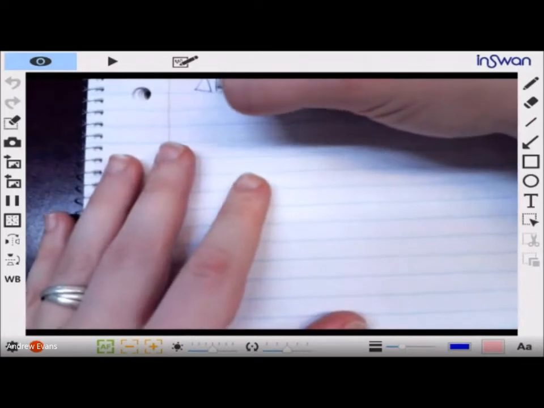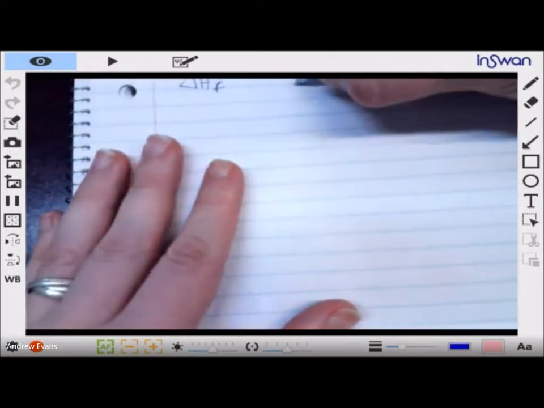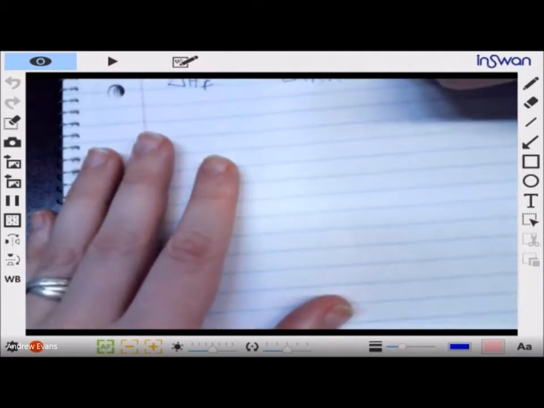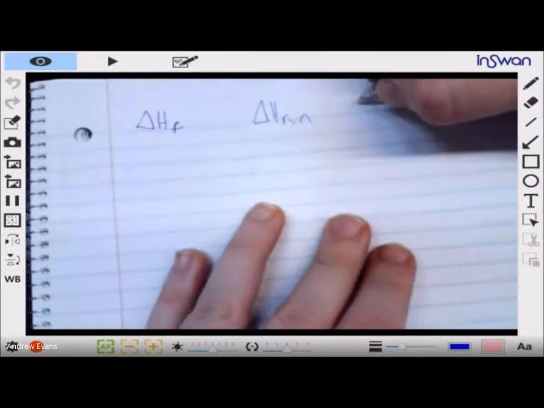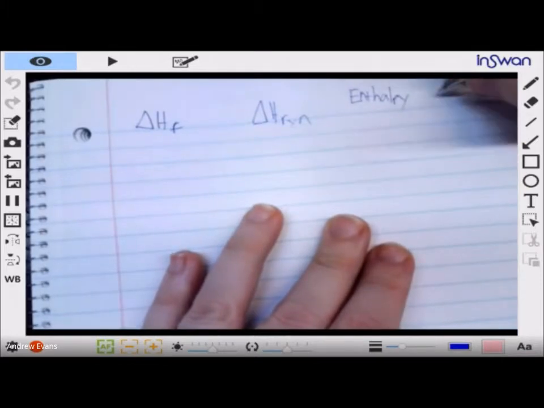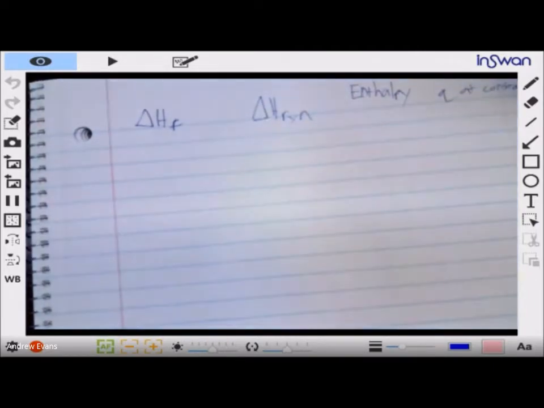We can look at enthalpy of formation or enthalpy of reaction, but enthalpy is just a fancy type of heat. Enthalpy is essentially heat at constant pressure, so heat done at a normal atmosphere. But the idea here is we can look at enthalpy for any given reaction.